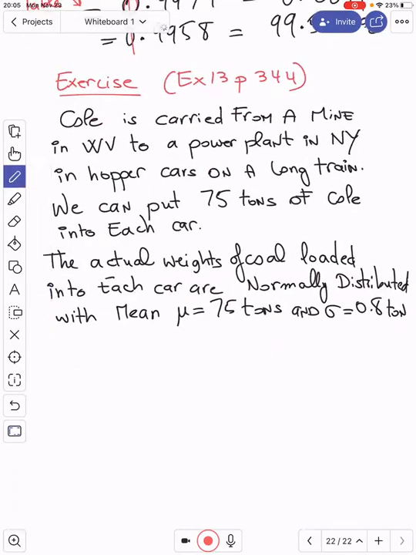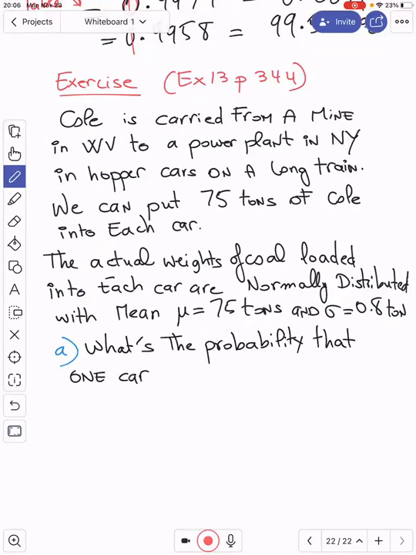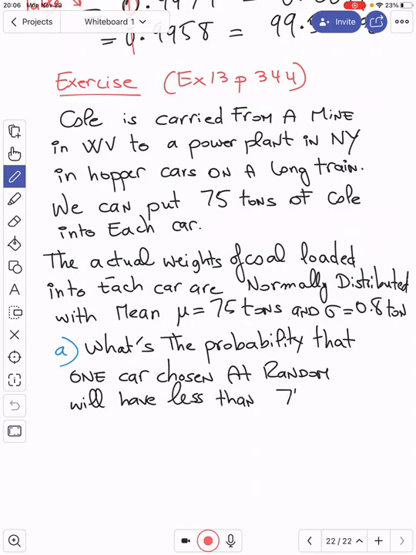So A, first: what's the probability that one car chosen at random will have less than 74.5 tons of coal?